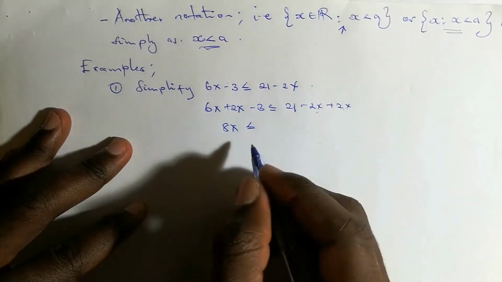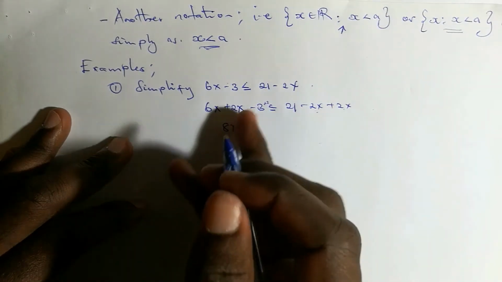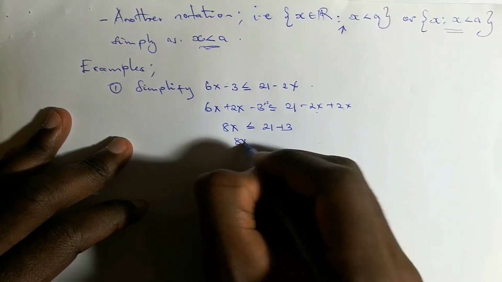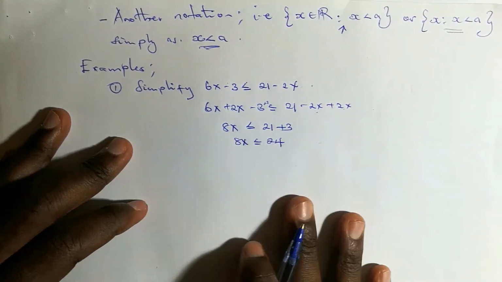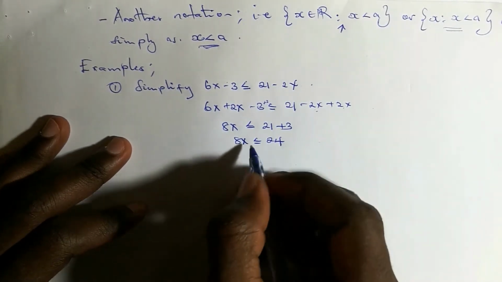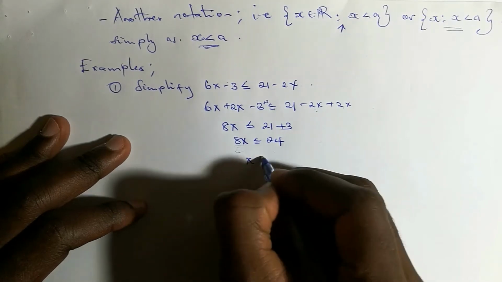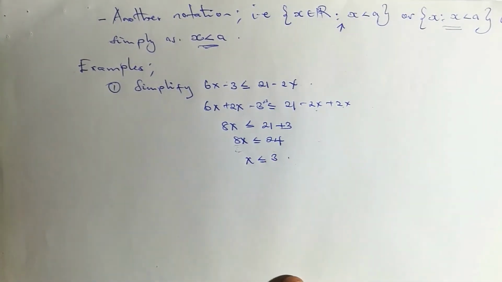We take also the 3 to the other side. That means if we add 3 here, we also have to add it on the other side to remove the 3. We're going to have 21 plus 3 here, so that we have 8x less than or equal to 21 plus 3, which will be 24. Then to expose our x, we can divide throughout by 8. If we divide by 8 here, we're going to have x less than or equal to, divide by 8 here, we're going to have 3.